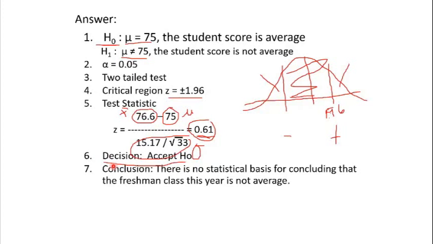Since we accept the null hypothesis, our conclusion here is there is no statistical basis for concluding that the freshman class this year is not average. Because based on our null hypothesis, the students are just average.